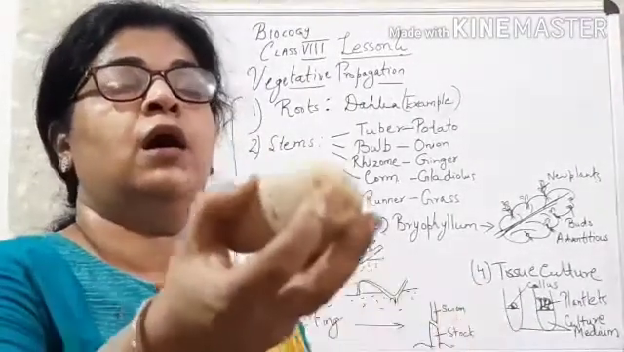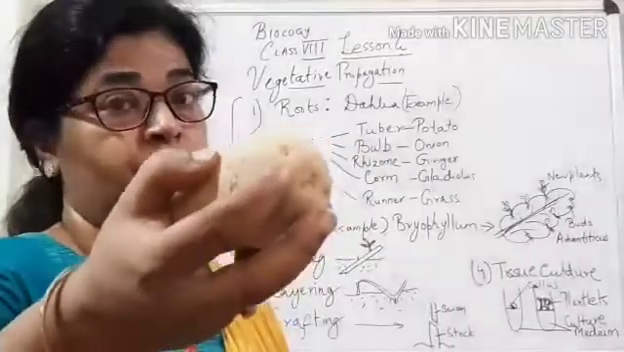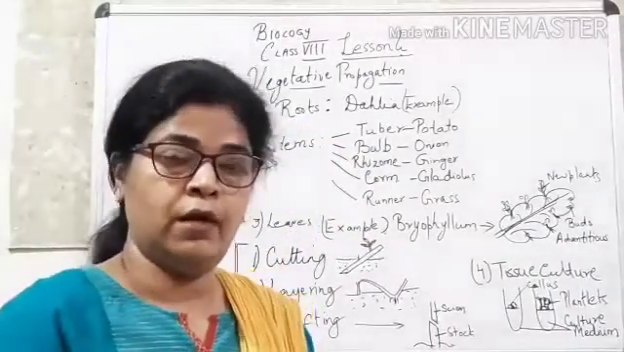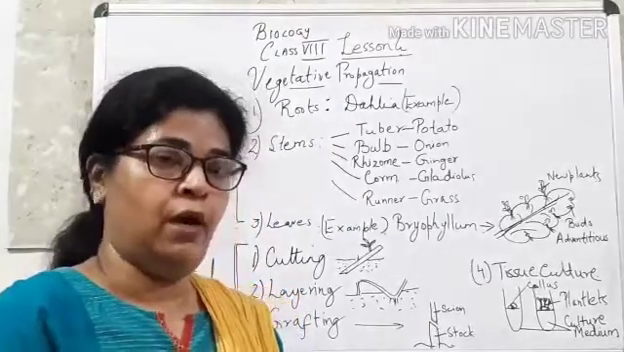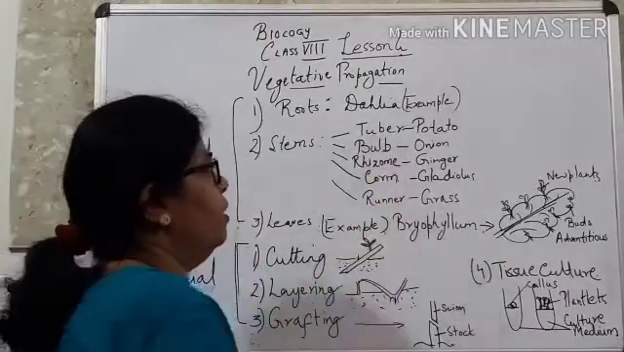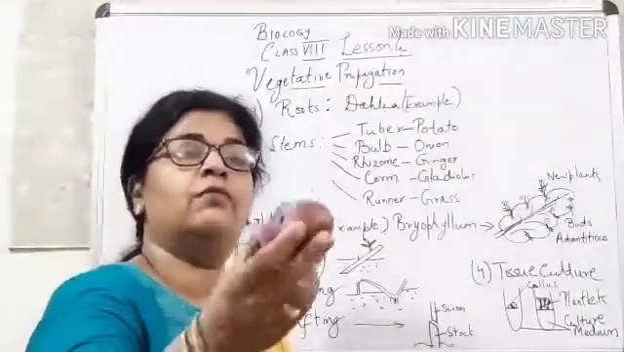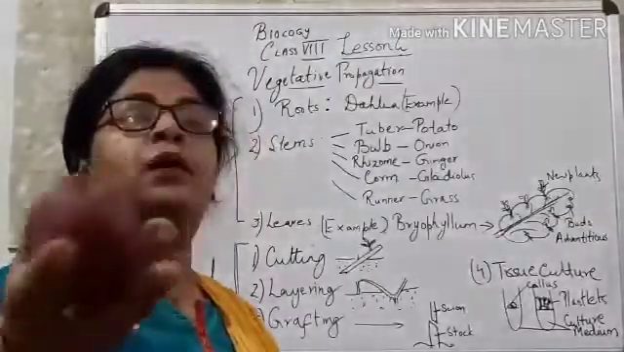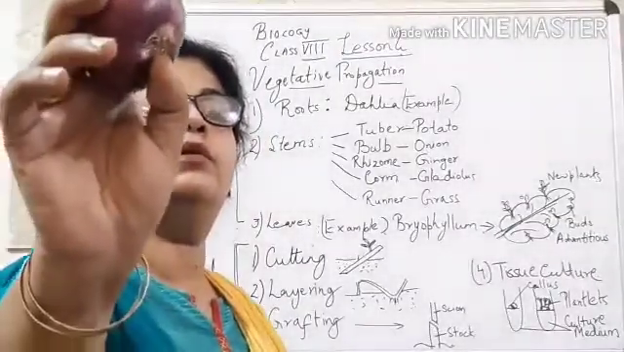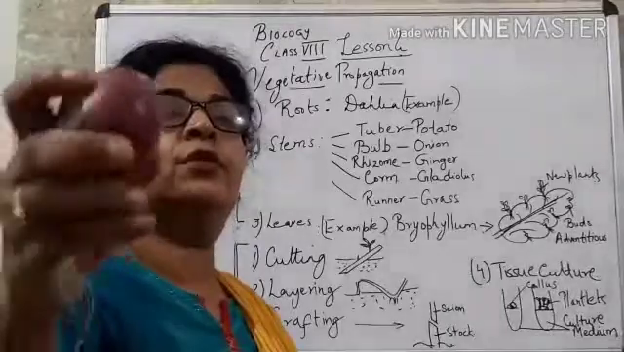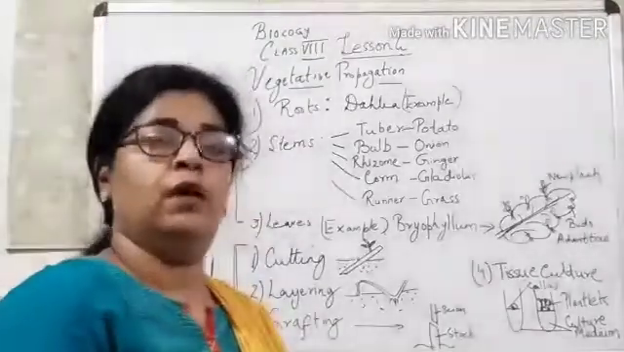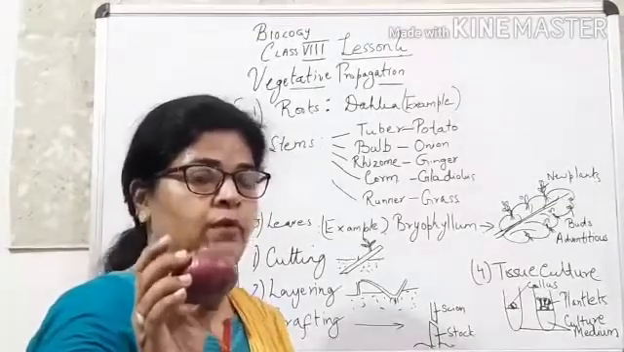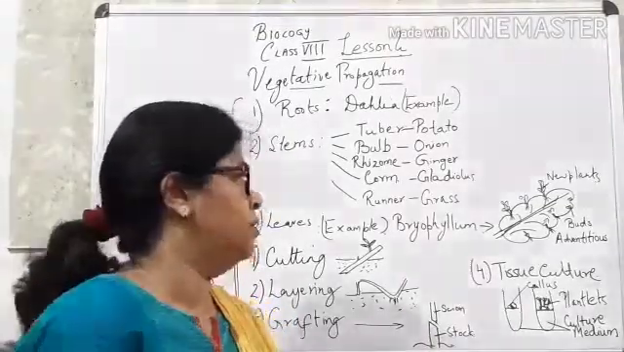These eyes are adventitious buds which when placed in soil and under proper conditions can produce new plants. After tuber we have bulb, onion. Here I have an onion. The leaves arise from this part, and this is the underground stem which can produce new plants. This is also a stem which stores food and which we consume, underground stem.